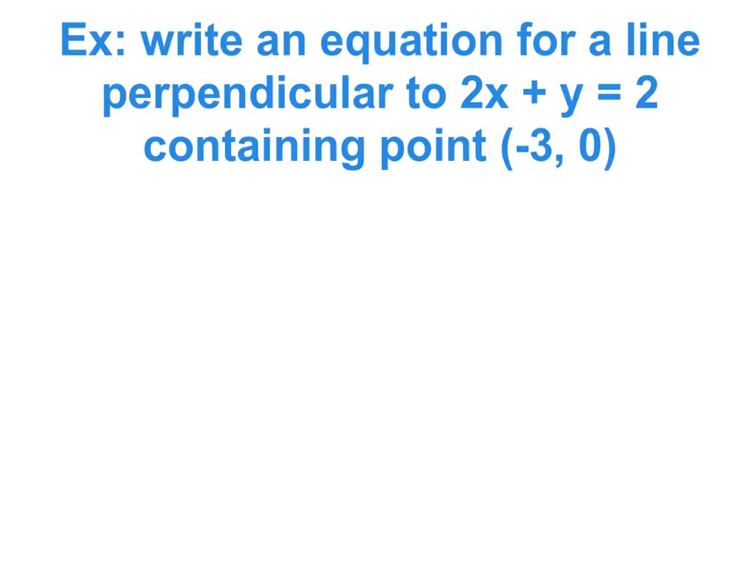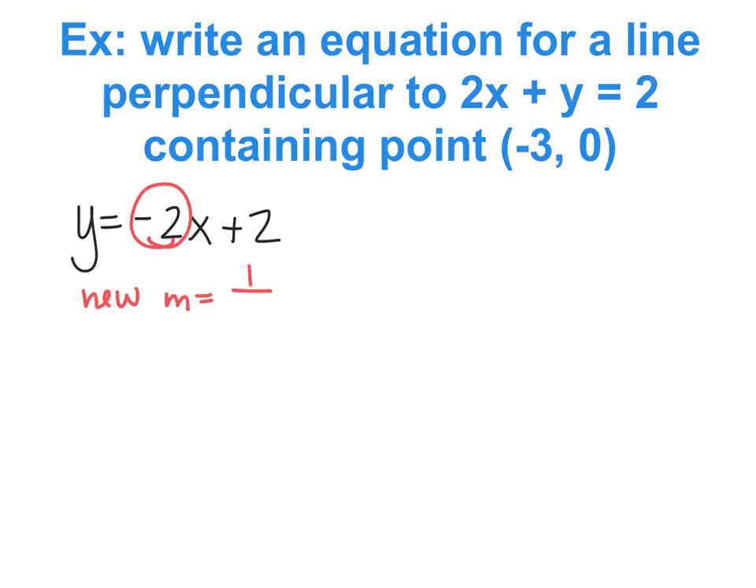Now let's work through an example where we are asked to write an equation for a line that's perpendicular to 2x plus y equals 2, and it's going to contain the point (-3, 0). So the first thing that I'm going to do is transform this into slope-intercept form, because that's the form I'm most comfortable with. And so what I have here is my slope. So if my slope is -2, my new slope is going to be the negative reciprocal of that. If I take the reciprocal, it's -1/2, but then if I negate that, it becomes just 1/2. So now I have the slope of my new equation.